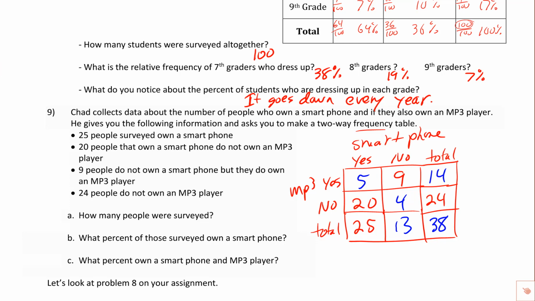Now we can answer the questions. So it says, how many people were surveyed? Well, that's asking for the table total. So that's going to be 38. What percent of those surveyed own a smartphone? So that's just smartphone and yes, I own a smartphone. So that's going to be 25 out of 38.